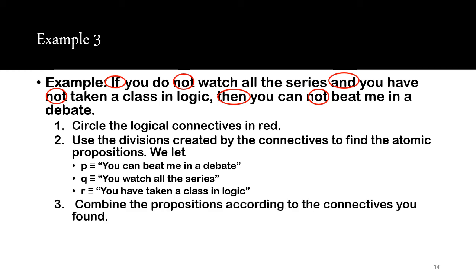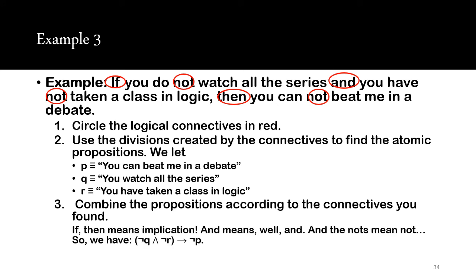So, you may be familiar with this. Combine the propositions according to the connectives you found. So, we have to negate Q, and then we have to negate R. So, not Q and not R, because we have that and there. Not Q and not R implies, because we have the if then, not P.